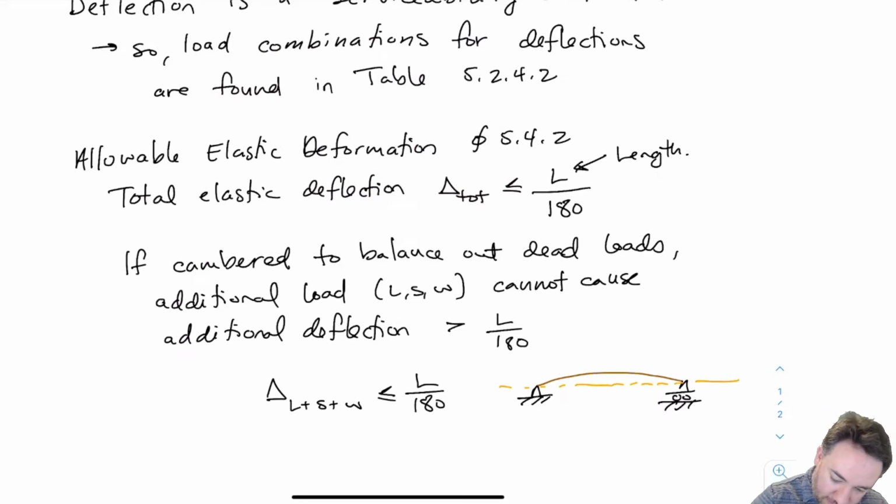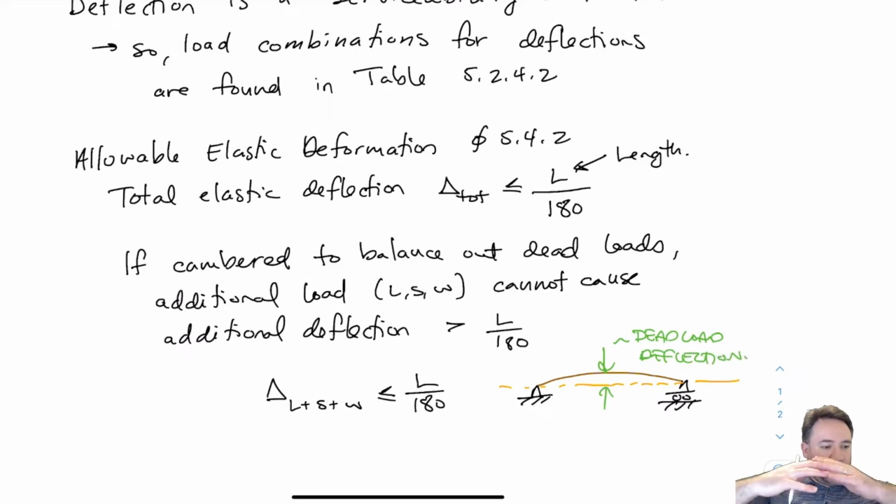So we camber it up here by approximately whatever my dead load deflection is going to be. And then that means, so under the dead load, it's going to basically go back to straight. And then I can use this L over 180. Instead of using it against my total loads, I can just look at L over 180 caused by just the other loads that are not dead load, live, snow and wind, for example. So it basically allows my total deflection to be greater, which means my beam can be more slender.